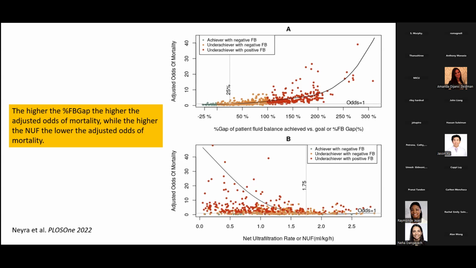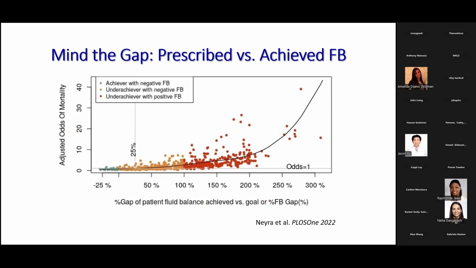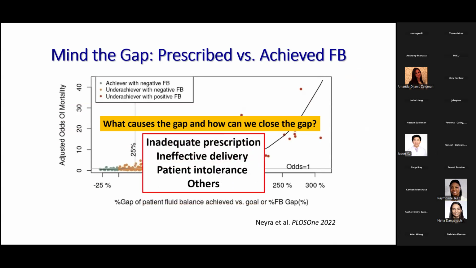Of course, we need to be careful with these studies. These are observational studies subject to residual confounding, but there is a signal. There is a signal in a metric that can help you stratify your patients of higher risk, because in not all of them may you be able to remove fluids, but in some of them, you can improve the processes to be closer to your prescription in terms of fluid management. And the question, of course, is what causes the gap and how we can close the gap. And this is a quality improvement work in progress, right?